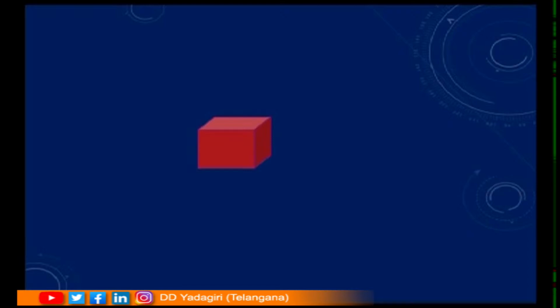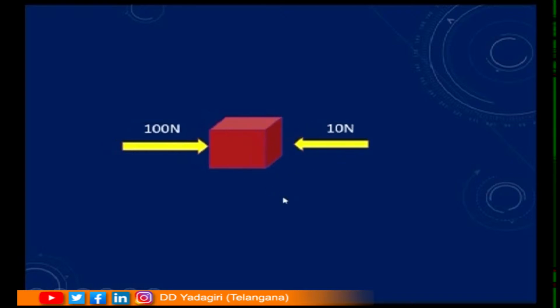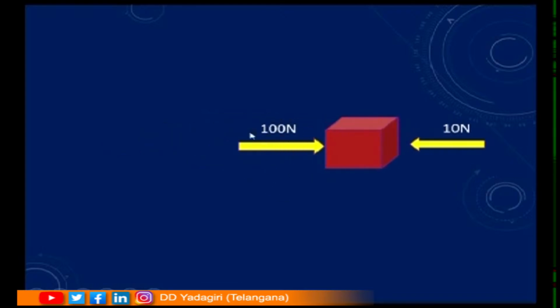So observe this, children. A block is kept here, and one person is applying a force of 100 newtons from the right side, and another person is applying a force of 10 newtons from the left side. Children, what happens when two persons apply unequal forces in opposite directions? Yes, children, it moves in the direction of the larger force. In whichever direction the higher force is applied, in that direction the object will move.